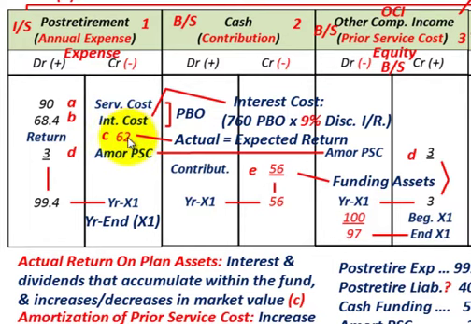The amortization of our prior service cost would be an increase or a decrease in benefits for the employee service provided in prior years.